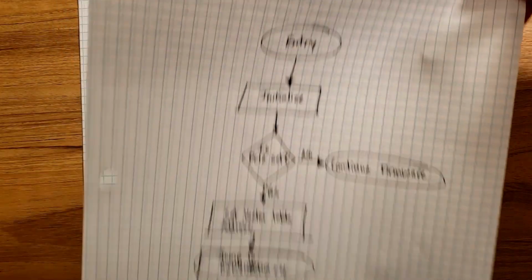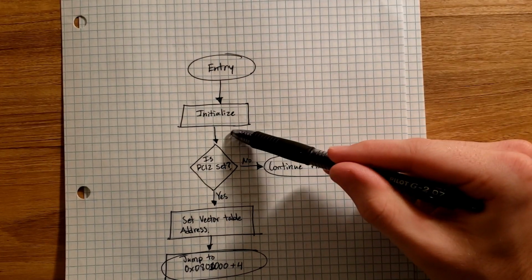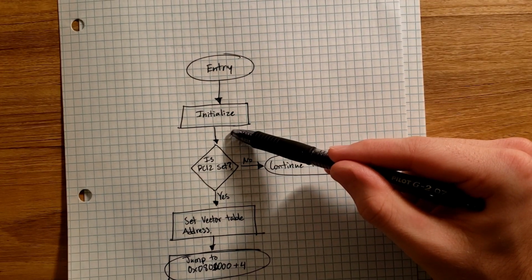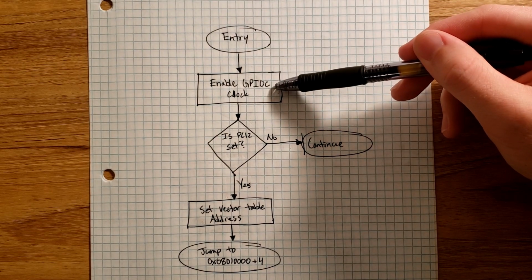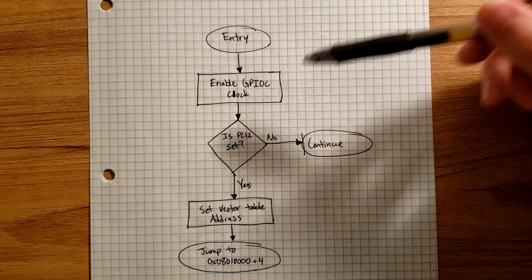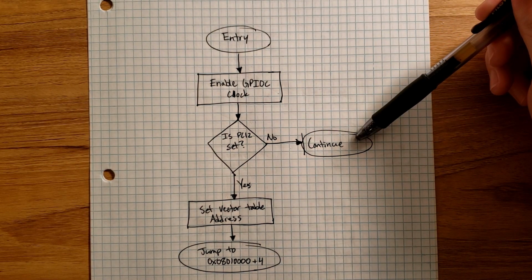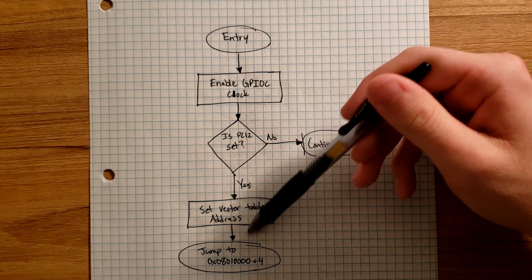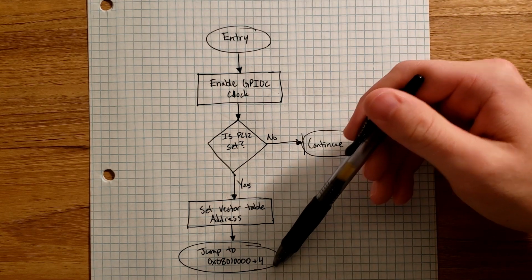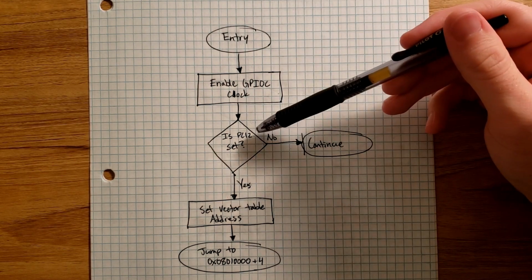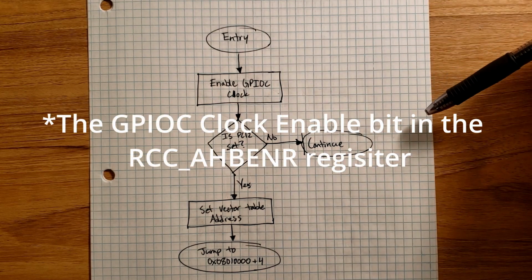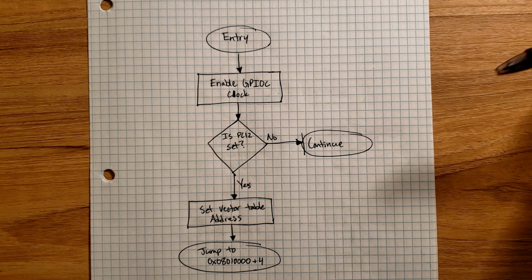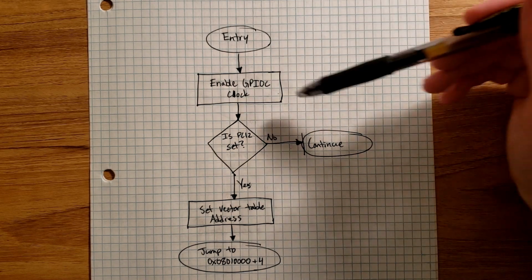The second idea was to avoid this initialization process of the primary firmware altogether. And so we can go right from the entry point, enable the GPIO-C clock. Then we can check to see if PC12 is set, continue the firmware where it left off. If it is set, we'll do the same thing, set the vector table address, and then jump. This doesn't work either because for some reason when we try to set the GPIO-C clock right after the entry point, it doesn't let us. It just returns the default value of the GPIO-C clock. I'm not sure why this happens.